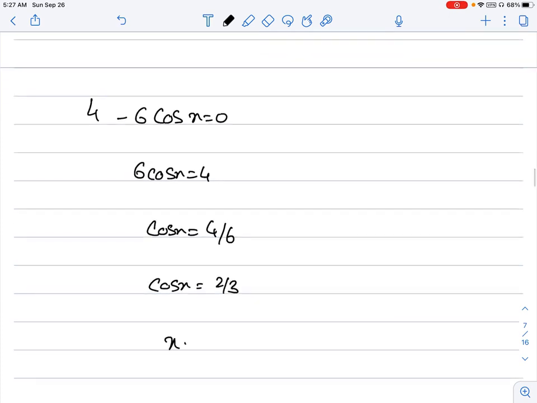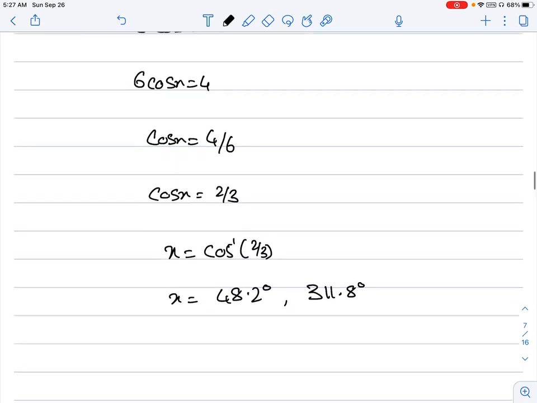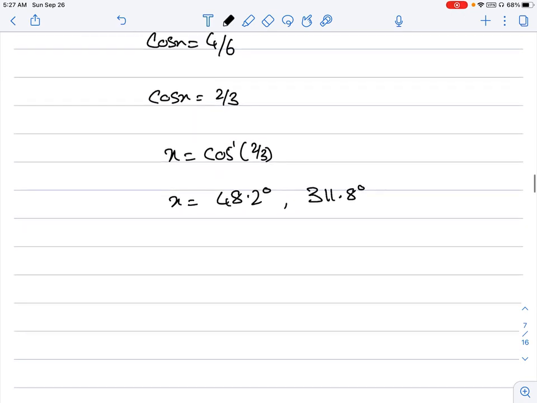So from there, x is equal to cos inverse of 2 upon 3, which in three significant figures is either 48.2 degrees, because in 0 to 360 there are two answers, in the first quadrant and the fourth quadrant, or another answer, 311.8 degrees. That's going to be the answer.